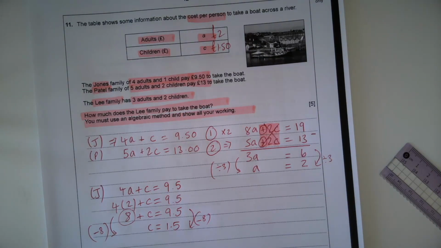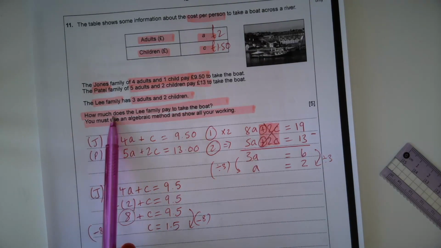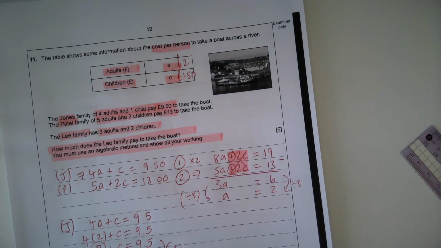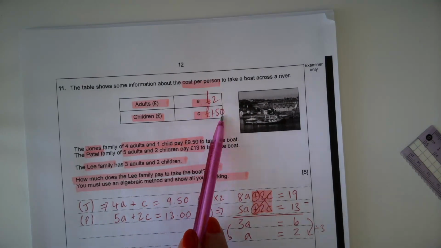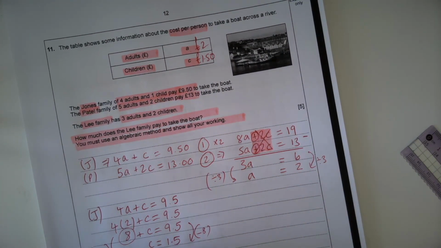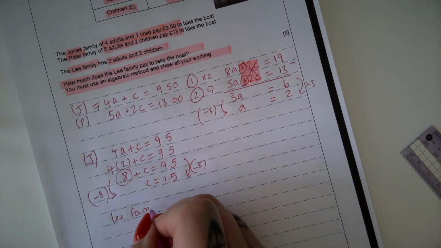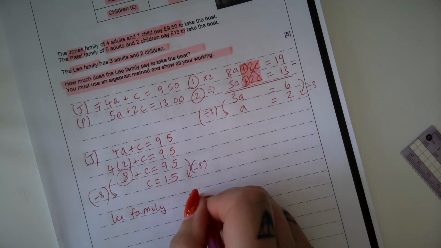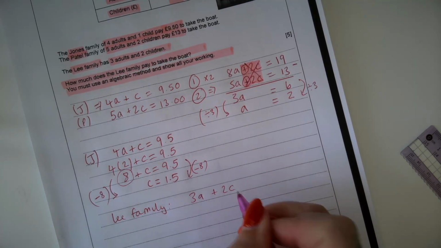Now, we haven't finished there. We need to find out how much the Lee family pay. Okay, that's what we're aiming for down here. So we know the cost of an adult now, and we know the cost of a child. So for the Lee family, they tell us that they have 3 adults plus 2 children.